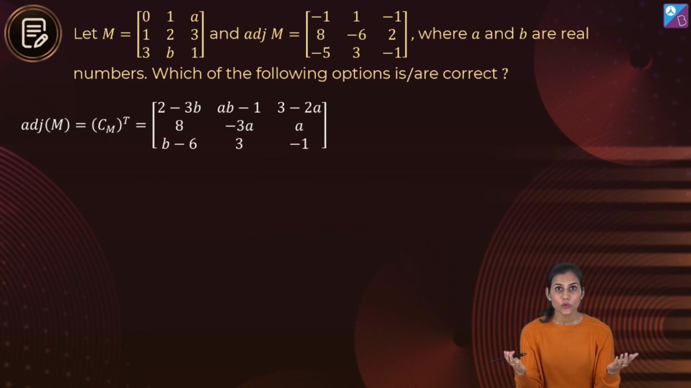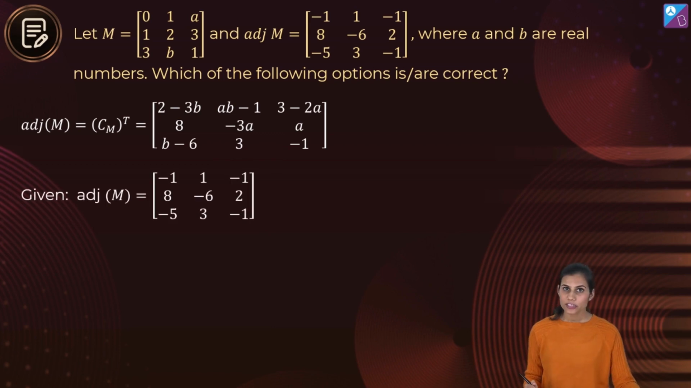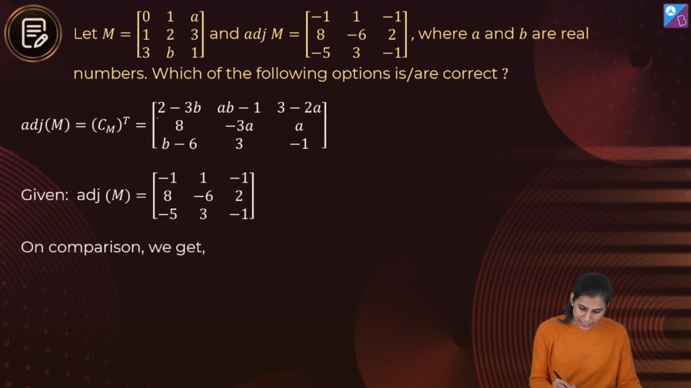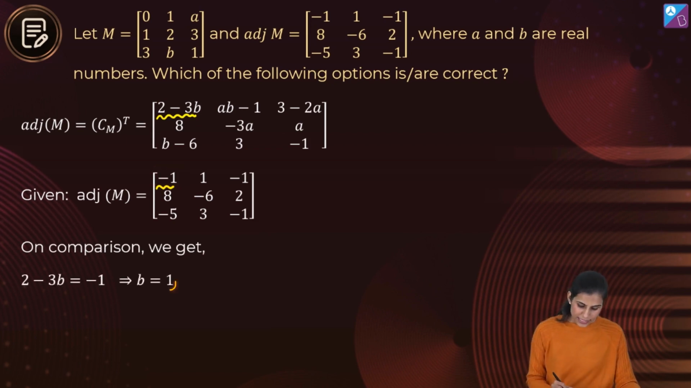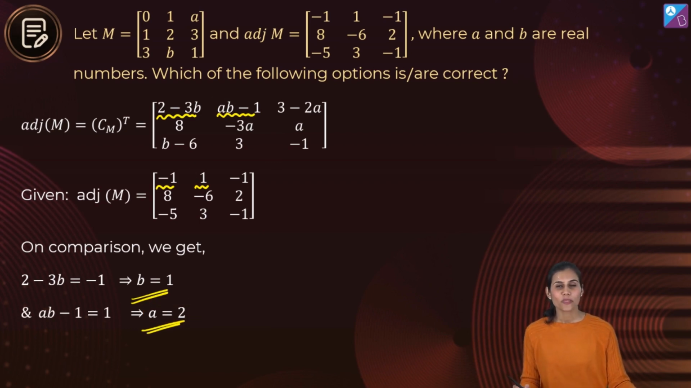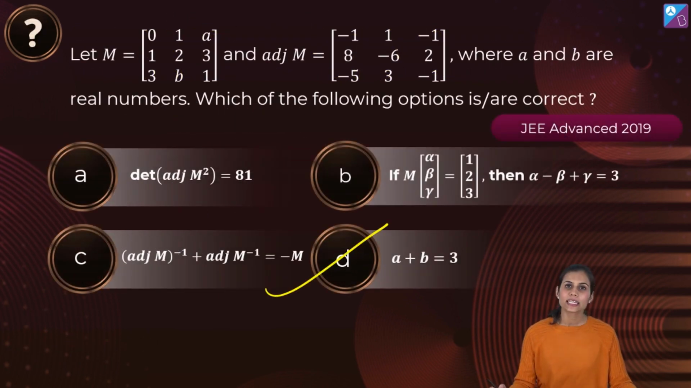And two matrices are equal if and only if their orders are same and their corresponding entries are same. Correct? So when you compare the corresponding entries, you will end up getting 2 minus 3b is equal to minus 1, which will imply that b is equal to 1. And along with that, ab minus 1 is equal to 1, which will imply that a is equal to 2. Bingo! The values of a and b are now known to us. So a plus b we can quickly calculate. It will come out to be 3. That means option D is absolutely correct.